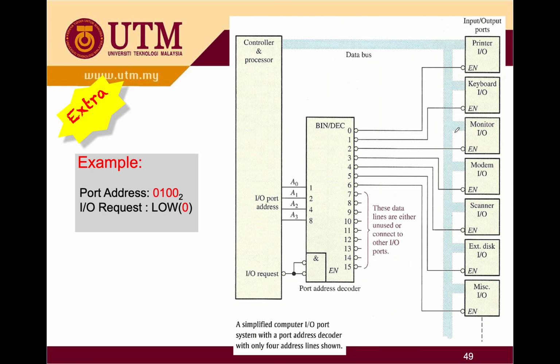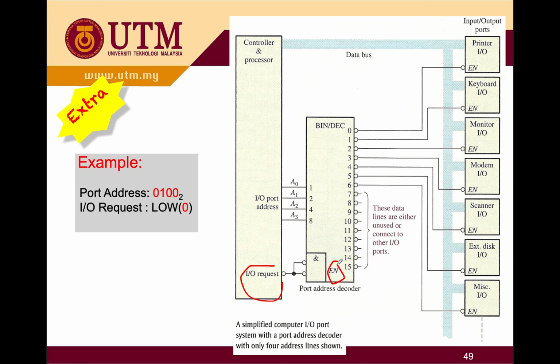You can see that you have a port address 0100, and then IO request, which is low. This is your IO request ON. EN enables. This is for what? To enable your output, isn't it? So you check back your previous slide. There is information out regarding that.